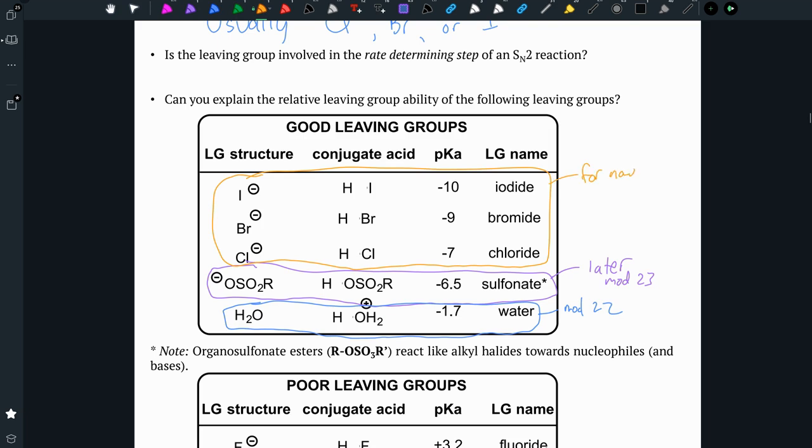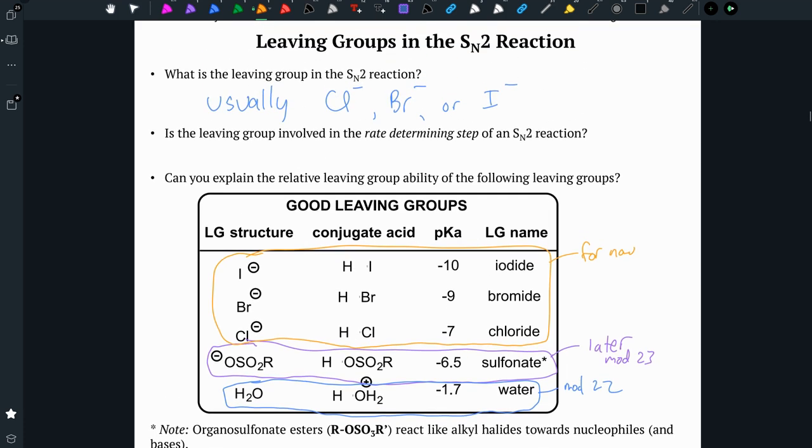If you think about what makes a good leaving group, you'll notice I gave you pKa values here. The reason pKa values are relevant is that you can think about an SN2 reaction sort of like an acid-base reaction. If you go back to module 12 and think about acid-base reactions, we had a base reacting with an acid, and the lower the pKa, the more likely this reaction was to happen.